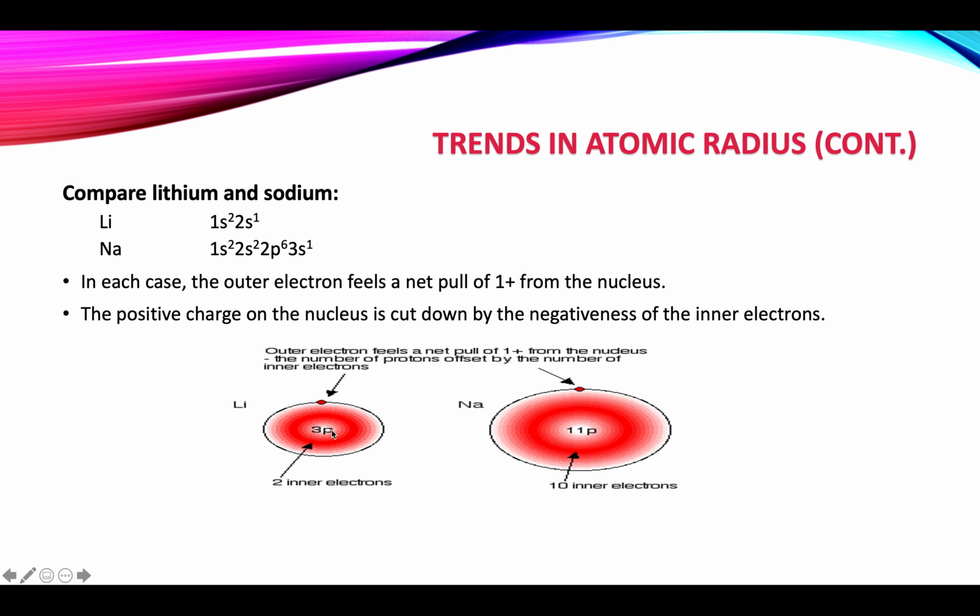In the case of lithium, there are 3 protons. In the case of sodium, there are 11 protons. The number of protons is more in the case of sodium, but as the number of shells of electrons is greater, this attractive force of 11 protons is cut down.